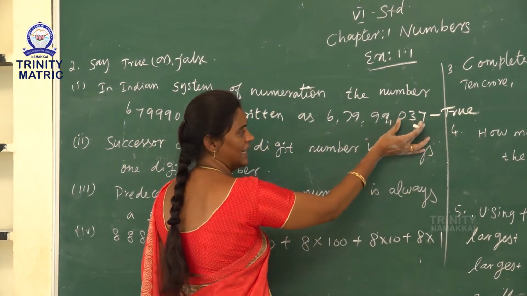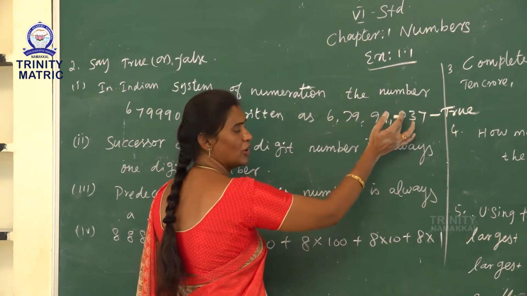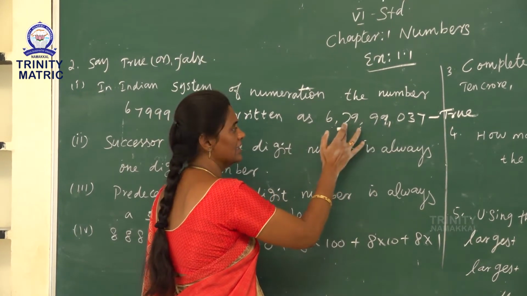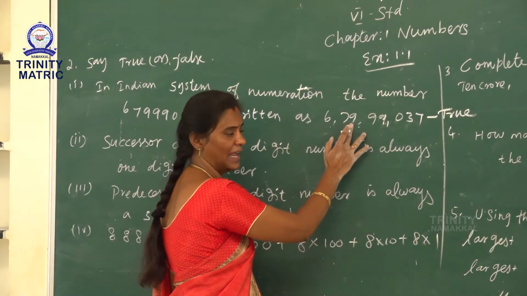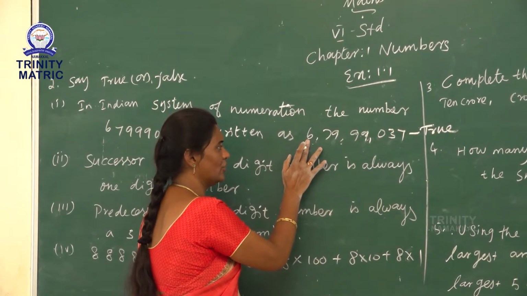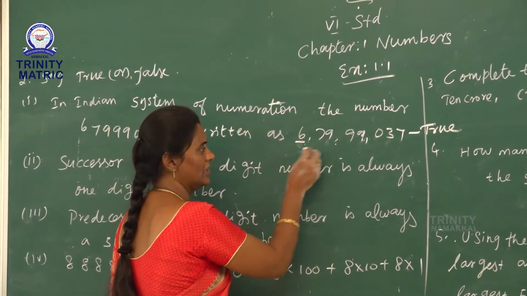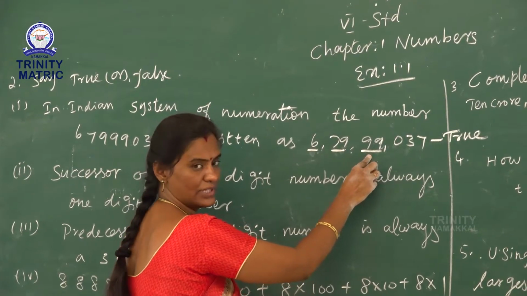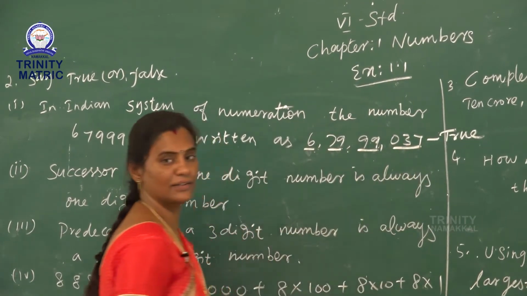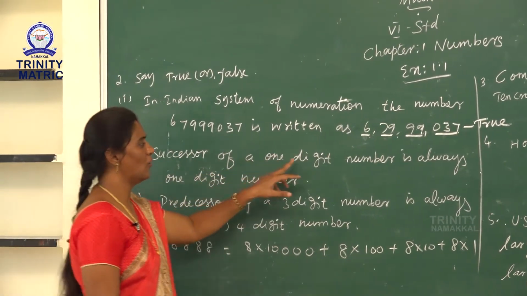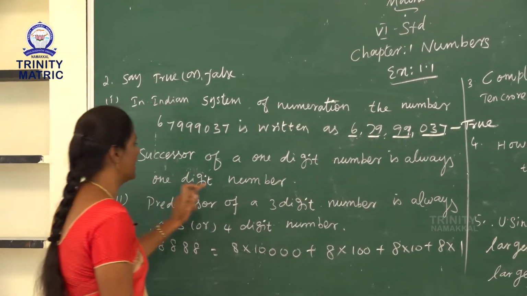See here, ones place. These 3 numbers are in unit place. These 2 numbers are in thousands place. These 2 numbers are in lakhs place. Here 6 is in crore place. So 6 crore, 79 lakhs, 99,037.